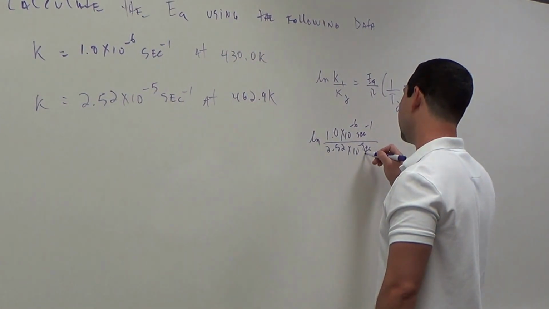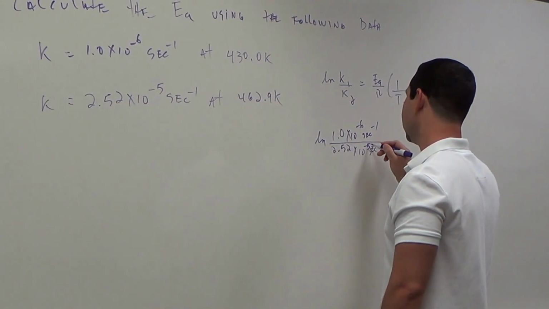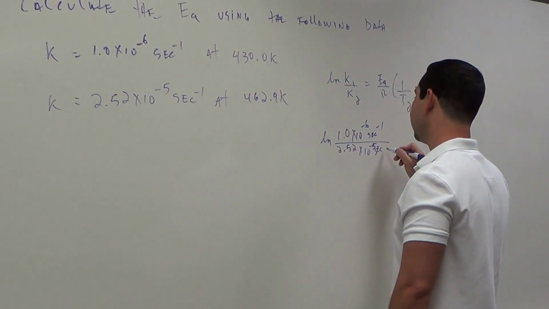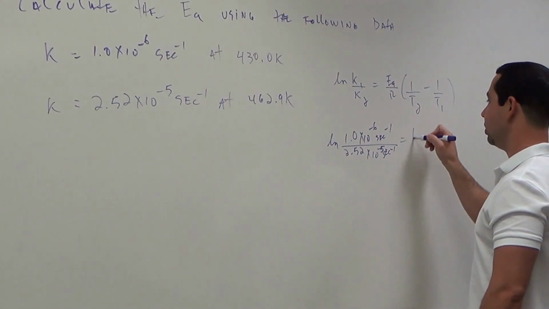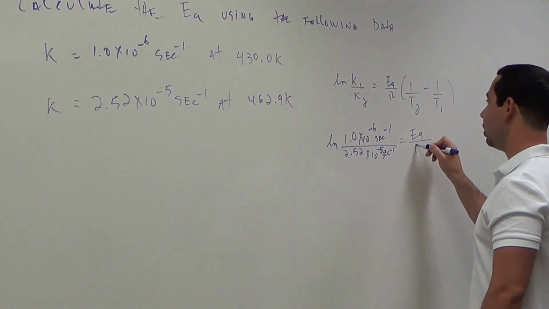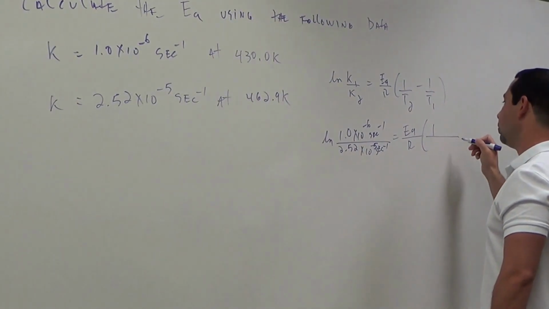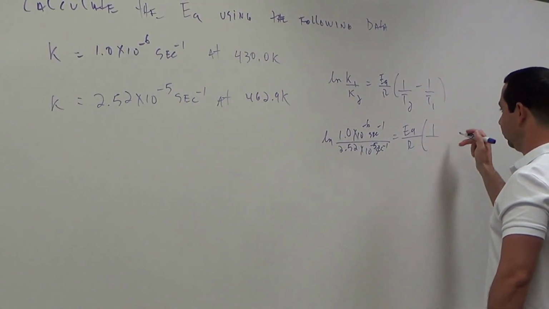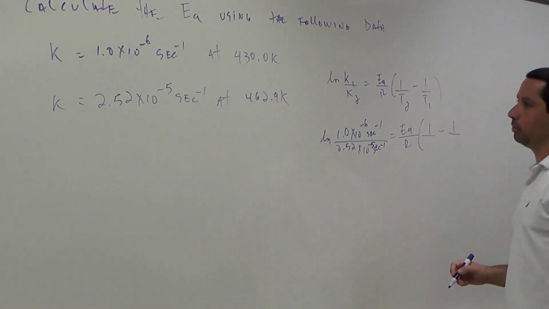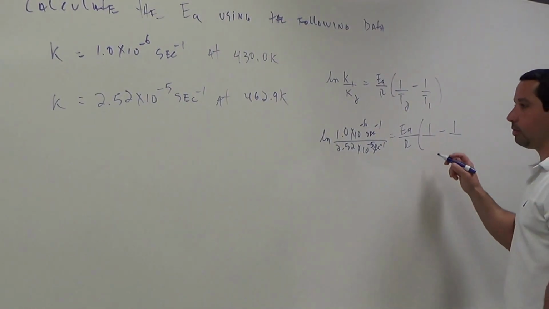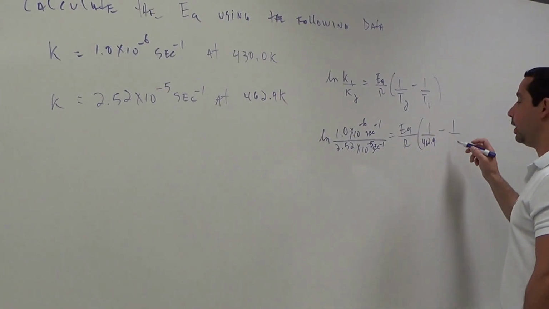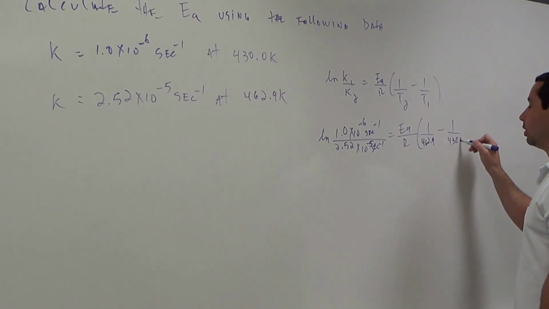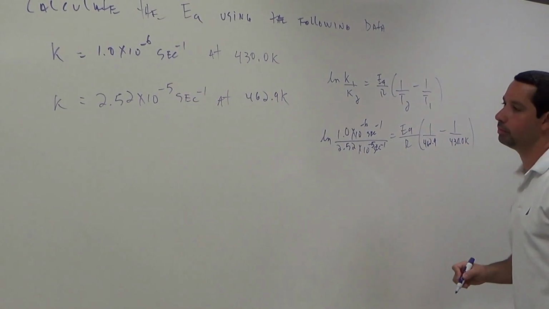What order is this reaction? That's first order. First order, very nice. You know that much. Equal to EA over R. Which one is T2? T2 is the second temperature, 462.9, and this is 430.0 Kelvin.